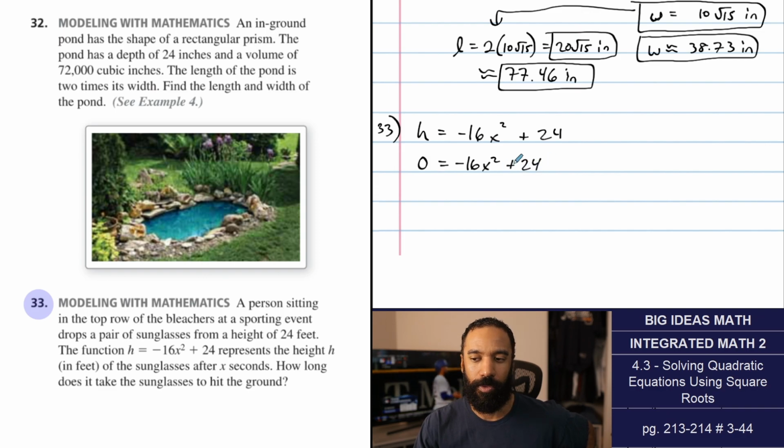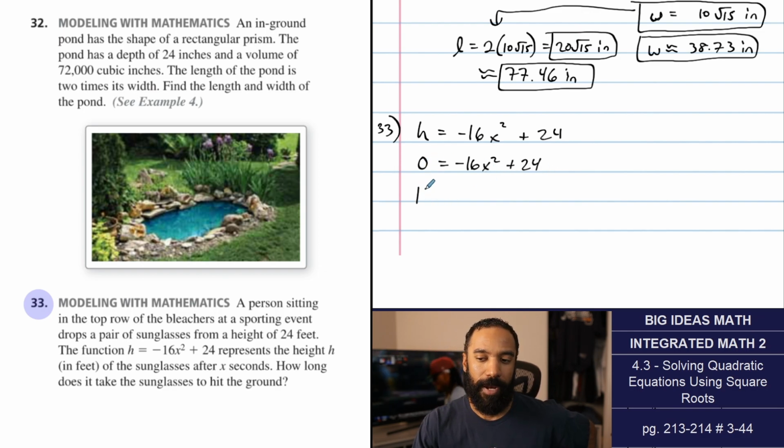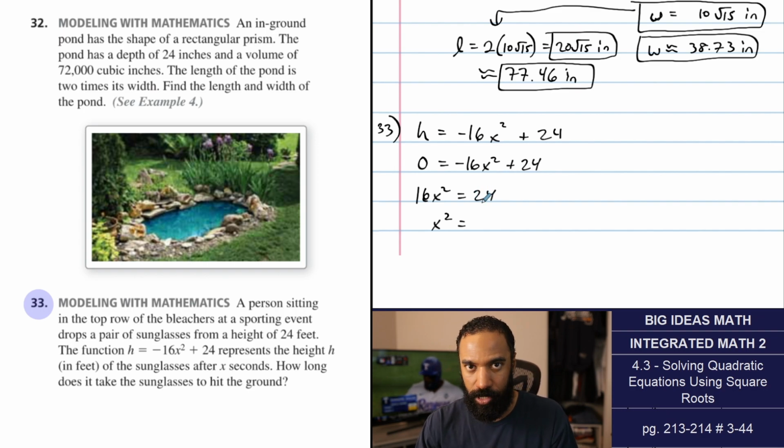I'm setting the height equal to 0 in this model, and I want to solve for x. X being the number of seconds that pass by, h being the height. The 24 feet have already been applied to the model, where they are in the bleachers, and 0 is the height of the ground. We want to find for what value of x we get a height of 0. So we're going to solve. I'm going to add 16x squared to both sides. I think it's more feasible to do it that way. And let's divide both sides by 16. And we're going to get x squared equals 24 over 16, which reduces to 3 over 2.